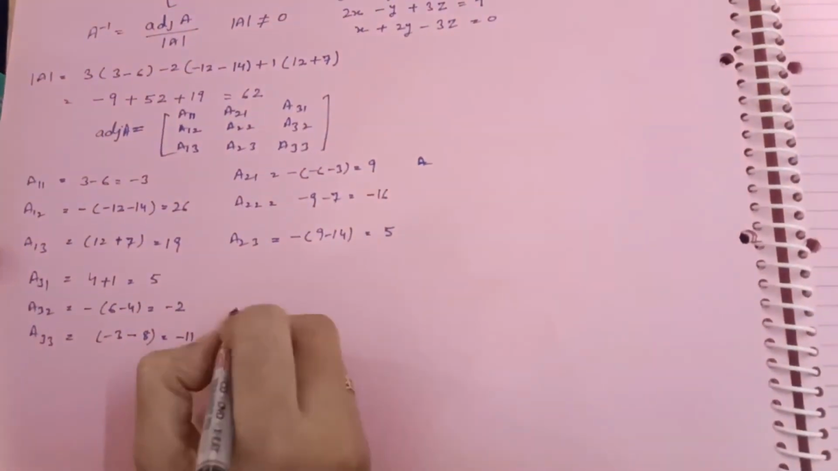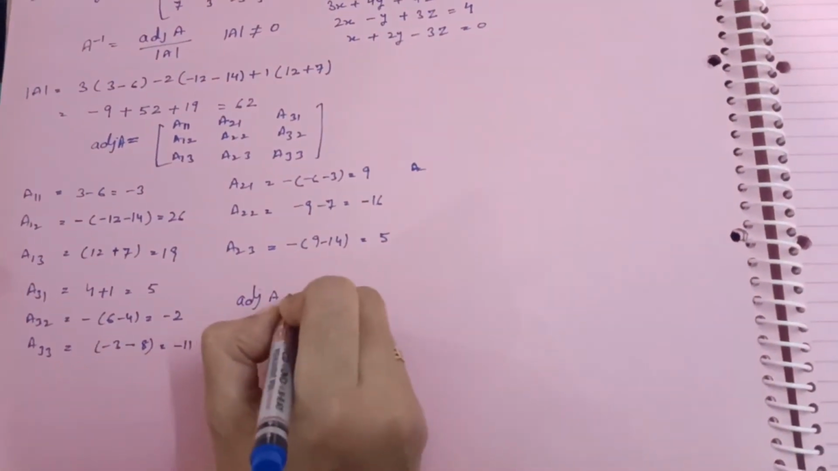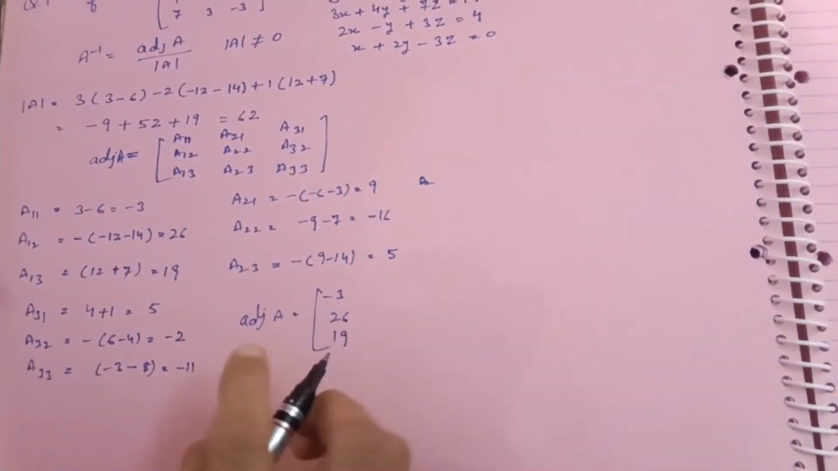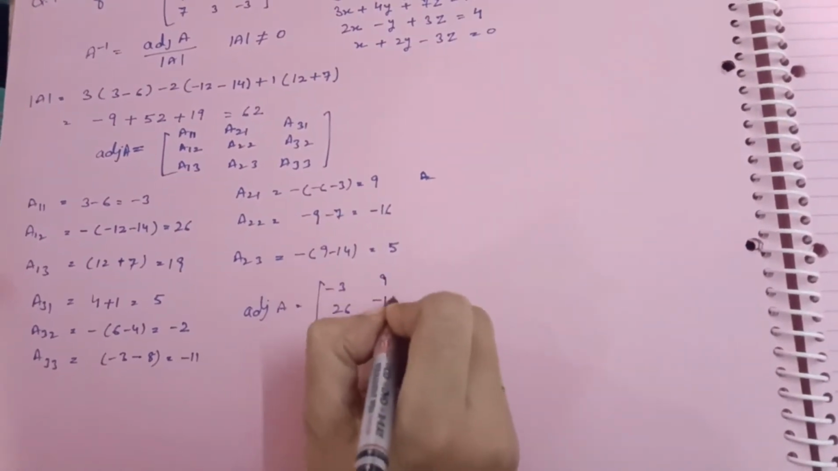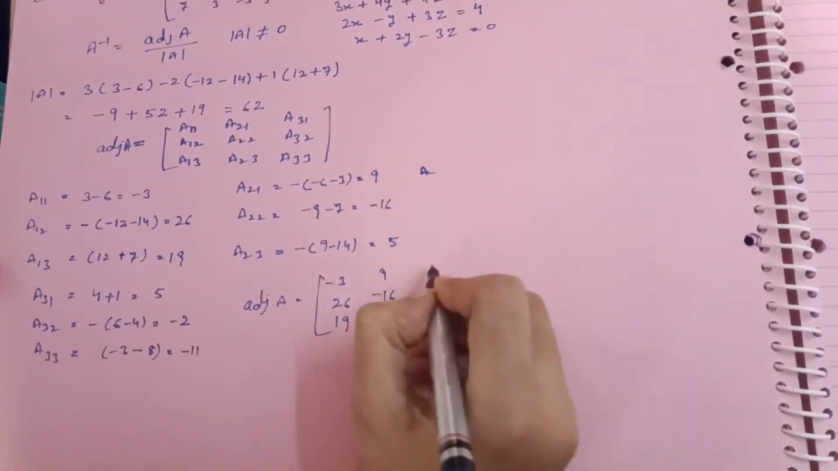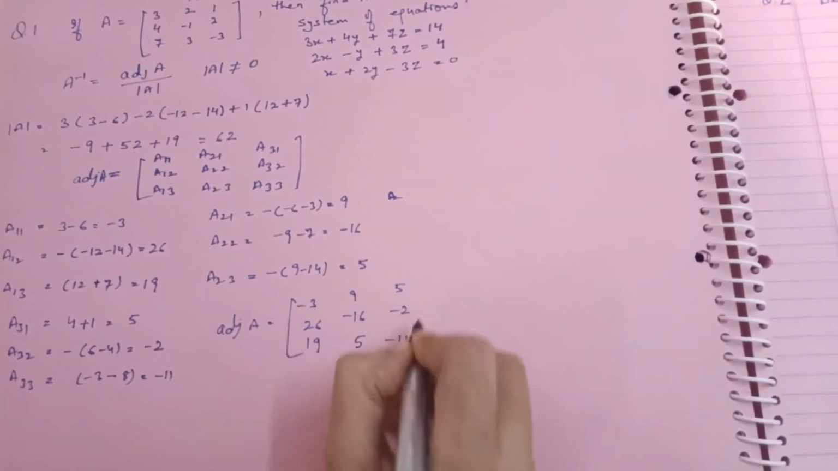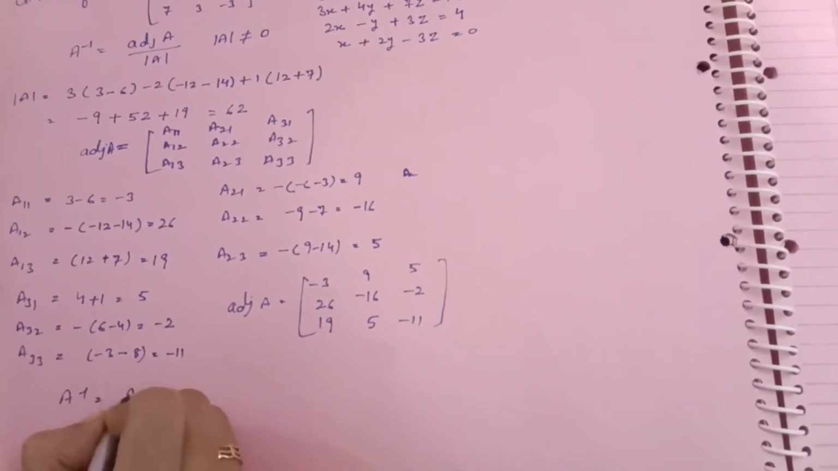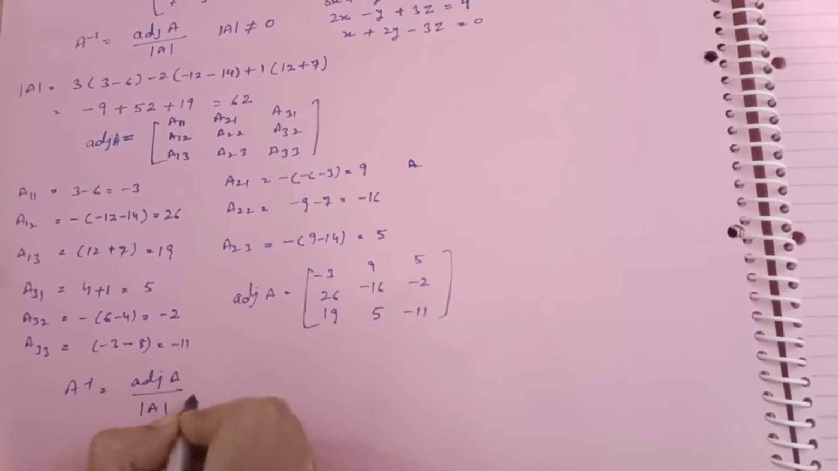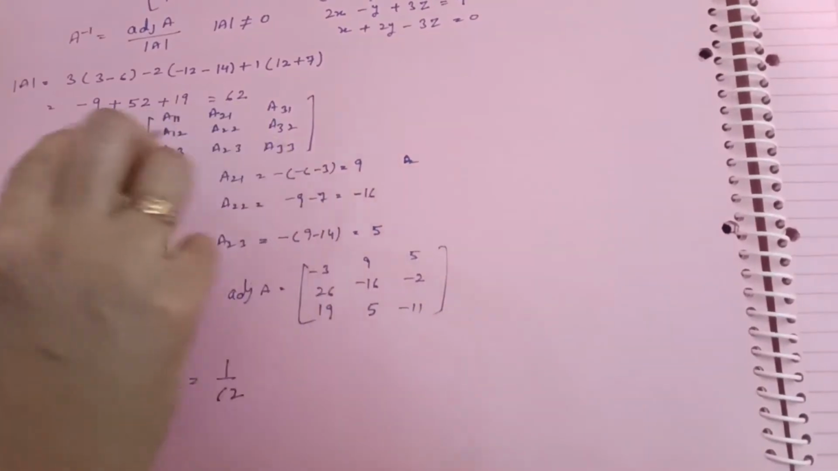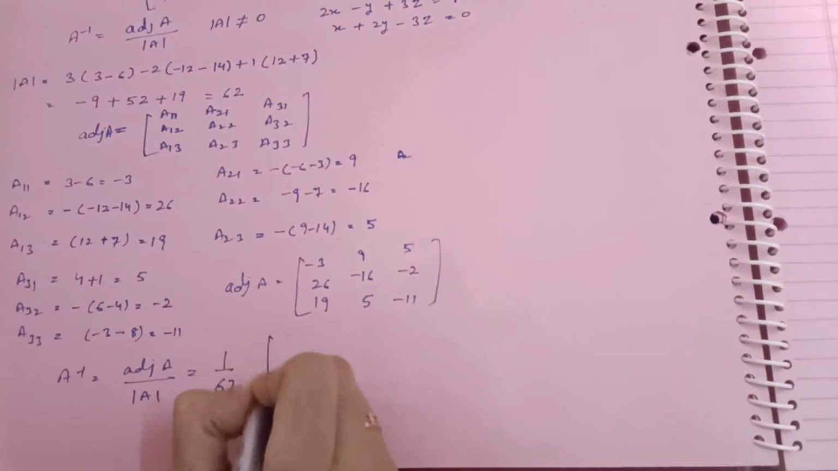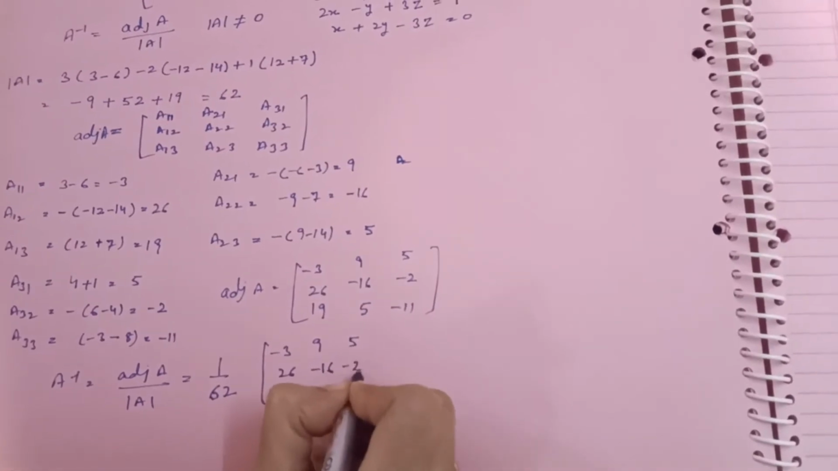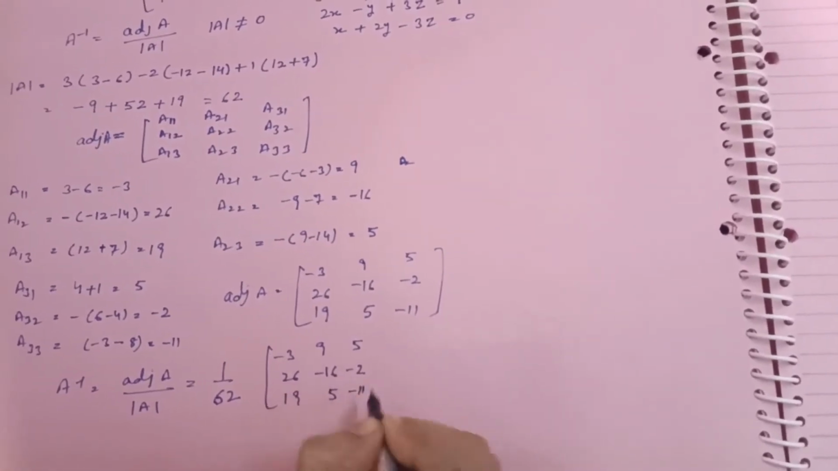Got this one. So I can write adjoint A as the matrix with rows minus 3, 9, 5; 26, minus 16, minus 2; 19, 5, minus 11. And so A inverse will be adjoint A by determinant A. It will be 1 by 62, because I got determinant A as 62, times this matrix: minus 3, 9, 5; 26, minus 16, minus 2; 19, 5, minus 11.